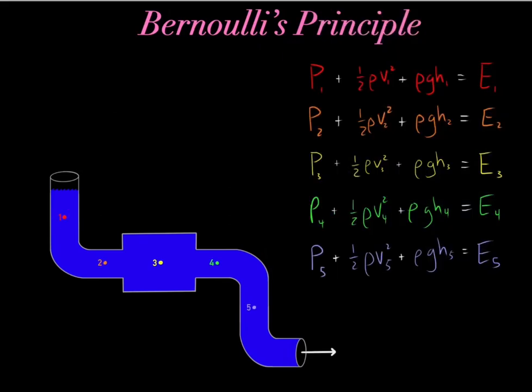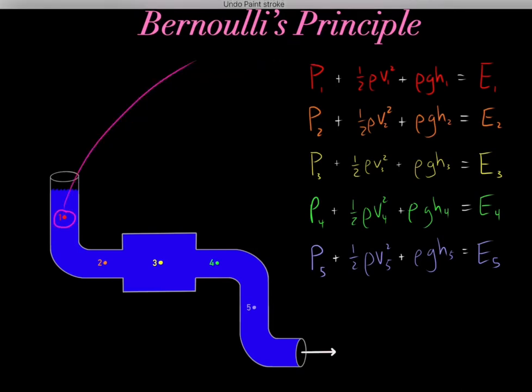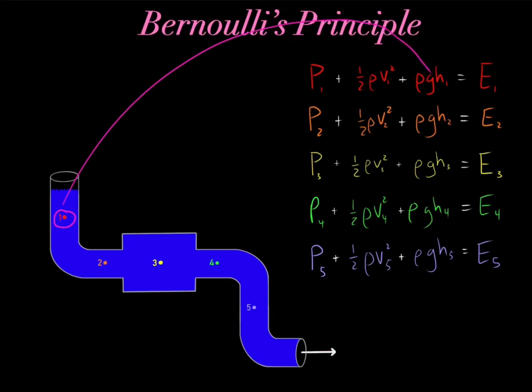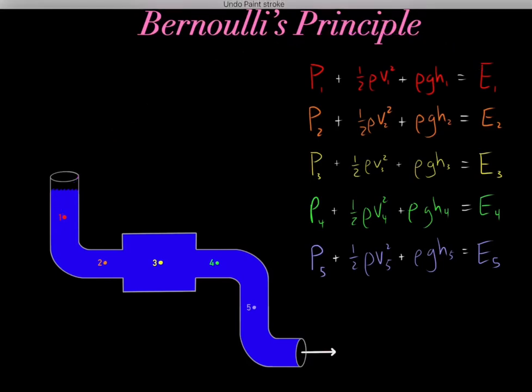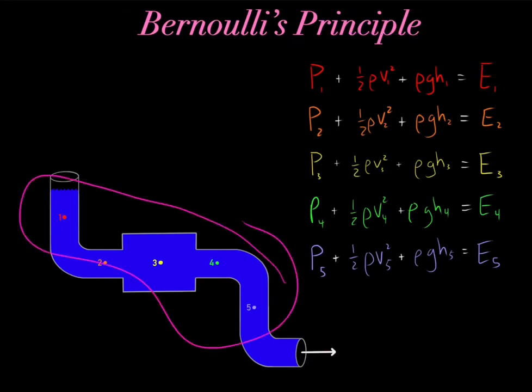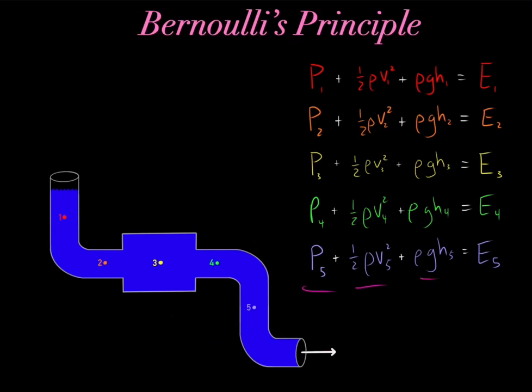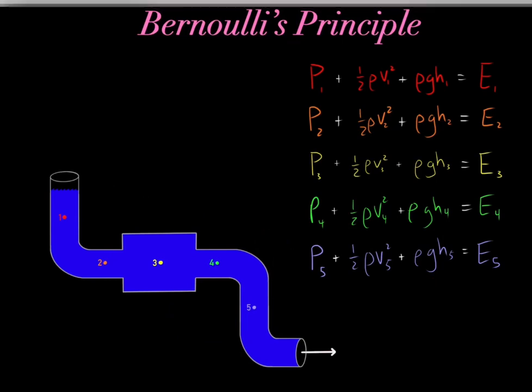And you could do that with any of these given points. If you wanted to find the total amount of energy at this particular point, again, find the pressure, find the kinetic energy, and find the gravitational potential energy. And once you know all those values, you can find the amount of total energy at this particular point. And it's the same thing with any of these other points. As long as you can determine these three values, you can determine the total amount of energy at a given point.